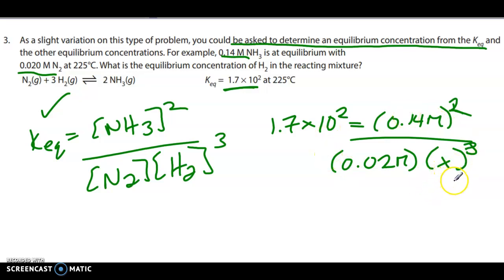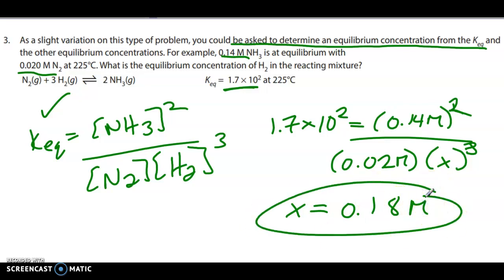Again, this can be done in multiple steps. However you would like to show this, you can go straight from here to your final product. Just be mindful that because this is X to the 3, you would have to take the cube root to eventually get to your final X. So it's 0.18 moles per liter. Because we're representing a concentration, we know it's going to be moles per liter at the end of the day.